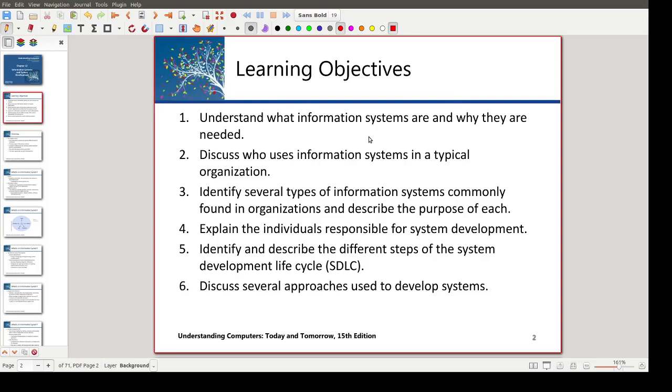Number 4, explain the individuals responsible for system development. Next, we will identify and describe the different steps of the system development life cycle, SDLC. At the end, we will discuss several approaches used to develop systems.